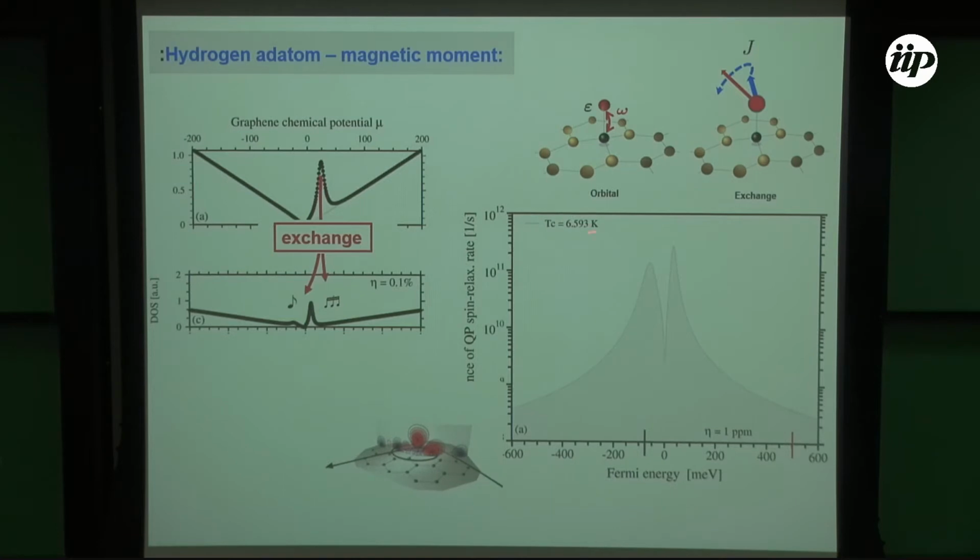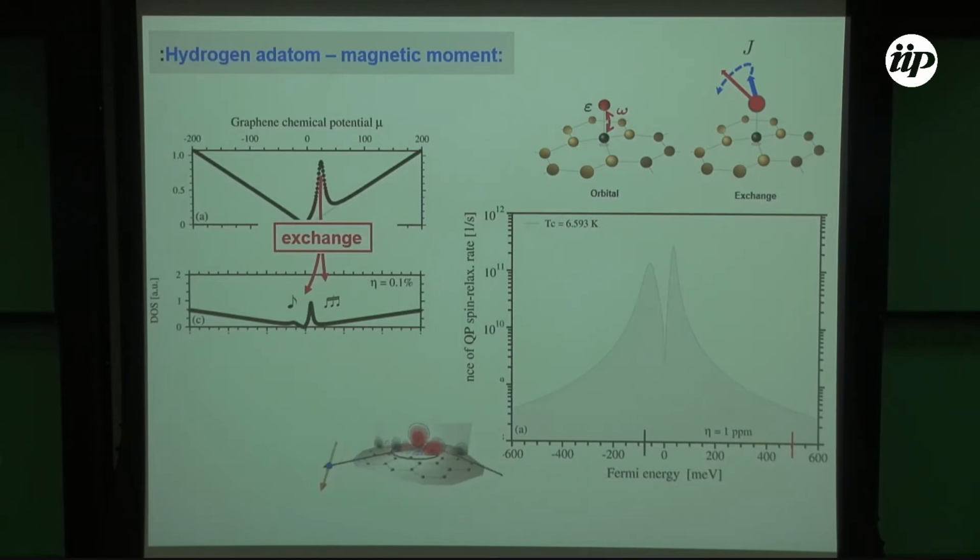I am above the superconducting temperature. So this is the standard case: the relaxation of electrons and holes as a function of Fermi level. And we are seeing those two peaks in the relaxation as a consequence of this split resonance.